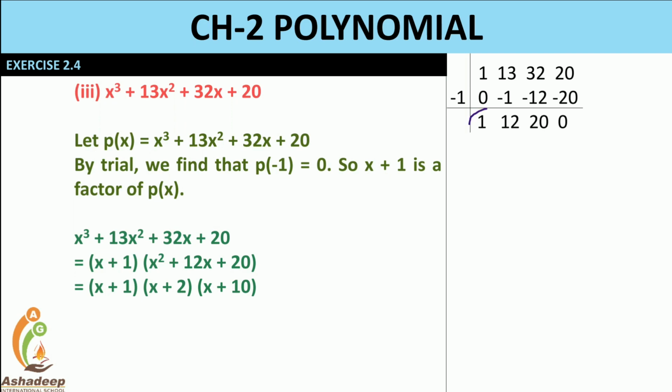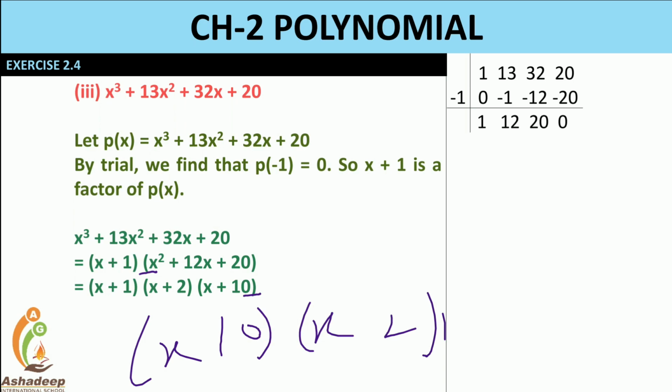So here this is x square into 1, x square, x into 12, 12x, and 20 into 1, 20. So x plus 1 into x square plus 12x plus 20. So 20 is nothing but 10 twos are 20. How to factorize, I'll explain it twice before. If it is x square only, you need to put x. 10 twos are 20. We need to add, so both are plus because the middle term is positive. So here x plus 2, x plus 10. So this is the final answer.